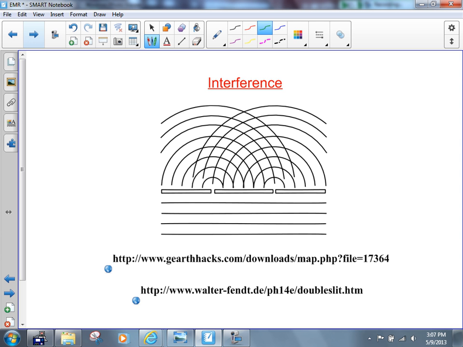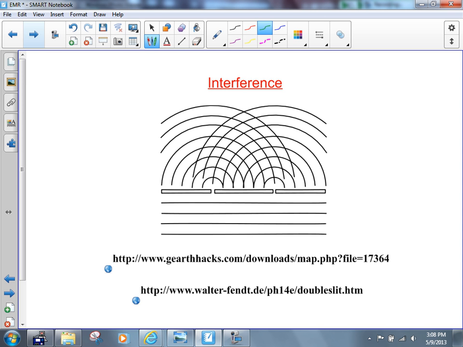Interference is that phenomenon whereby a couple of waves strike each other, hit each other, and they form either a bigger wave or a smaller wave. When two crests hit each other, they form one big crest. That's constructive interference. When two troughs hit each other, they form one big trough. That's constructive interference. But when a crest meets a trough, they cancel each other out. They get no wave. That's called destructive interference.